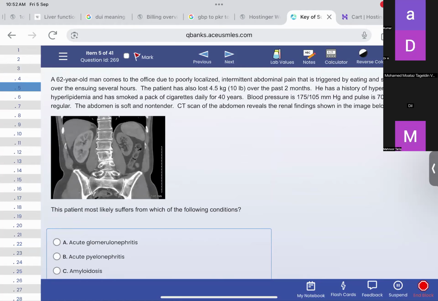Anyone, please? The patient most likely suffers from which of the following conditions? A 62-year-old man comes to the office due to poorly localized intermittent abdominal pain that is triggered by eating and slowly subsides over the ensuing several hours. The patient has also lost 4.5 kg over the past 2 months. He has a history of hypertension and hyperlipidemia and has smoked a pack of cigarettes daily for 40 years. Blood pressure is 175/105 and pulse is 70. Abdomen is soft, non-tender. CT of the abdomen reveals renal findings shown in the image. What condition does the patient mainly suffer from?